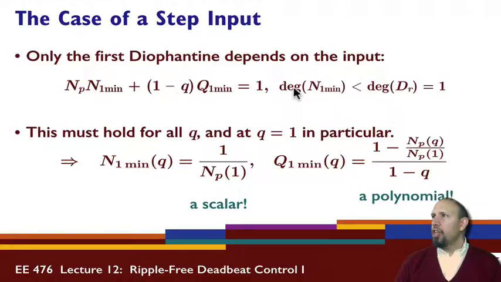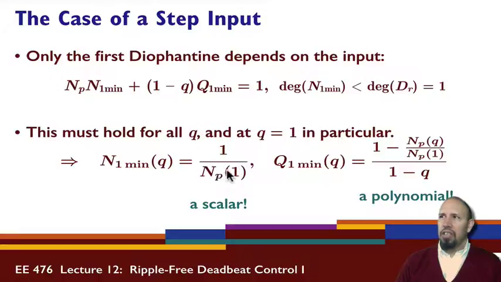The degree of n1 min must be less than the degree of dr. But this is dr, and that has degree equal to 1. That means the degree of n1 min is 0, which means it's a constant. And here's the constant value, 1 over np at 1. So we know exactly what n1 min is going to be, and we don't have to do all that other partial fraction expansion to solve this. We have the solution already. It's np, the numerator of the plant evaluated at 1, the inverse of that.